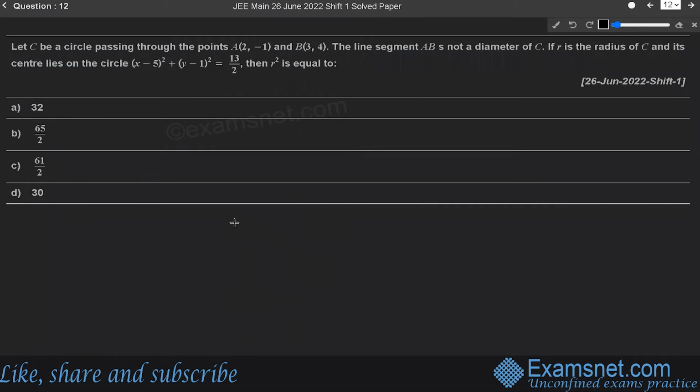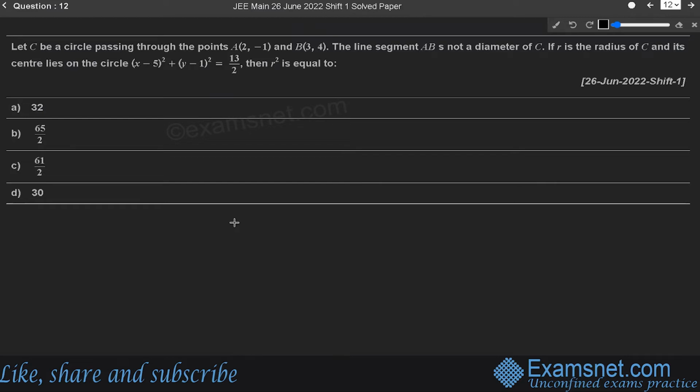Moving on to next question. Let C be a circle passing through the points A(2, -1) and B(3, 4). The line segment AB is not a diameter of C. If R is the radius of C and its center lies on the circle (x - 5)² + (y - 1)² = 13/2, then R² is equal to.